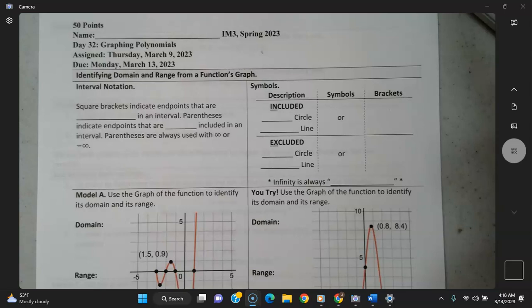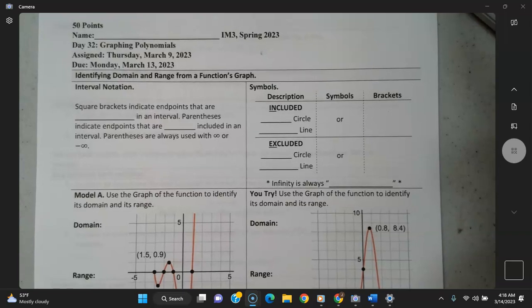All right, math, this is the answers video to day 32. This is the graphing polynomials assignment, and let's go ahead and get started with this.